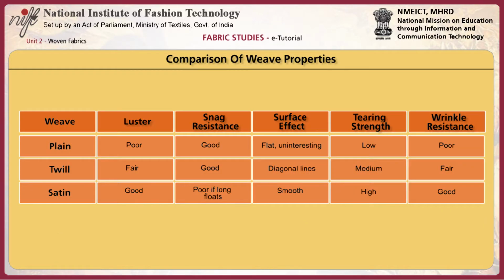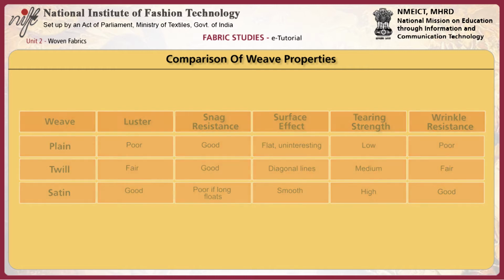The displayed chart shows the properties of each type of weave. Plain weave has poor lustre, good snag resistance, a flat and uninteresting surface effect, low tearing strength and poor wrinkle resistance. Twill weave has fair lustre, good snag resistance, diagonal lines on the surface, medium tearing strength and fair wrinkle resistance. Satin weave has good lustre, poor snag resistance, smooth surface, high tearing strength and good resistance to wrinkles.